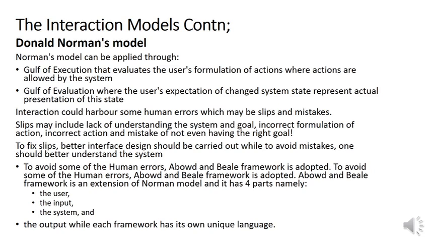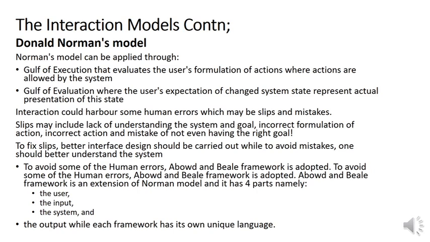So interaction could harbor some human errors, which may be slips and mistakes. Slips may include lack of understanding of the system and the goal, incorrect formulation of the actions, and incorrect action. A mistake is not even having the right goal. That is, if you have a wrong goal, definitely you will not be able to achieve the result that you are willing to achieve.